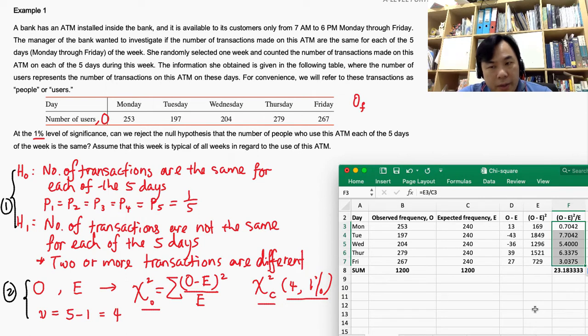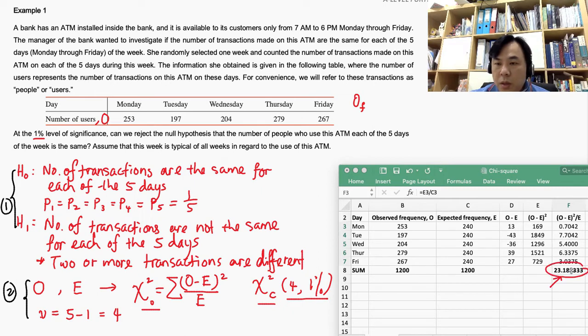Okay, and then you can see the sum of all the ratios. This is what we call the observed chi-square value. This is our observed chi-square value based on our sample there. Now, I hope that is clear at this point.